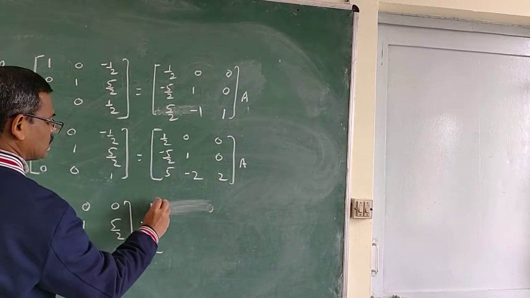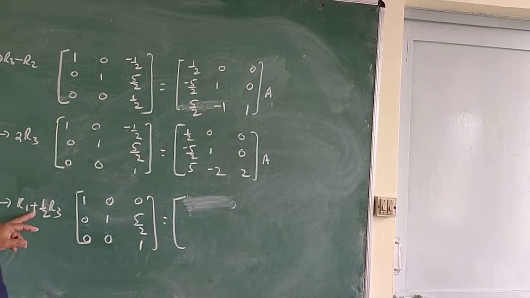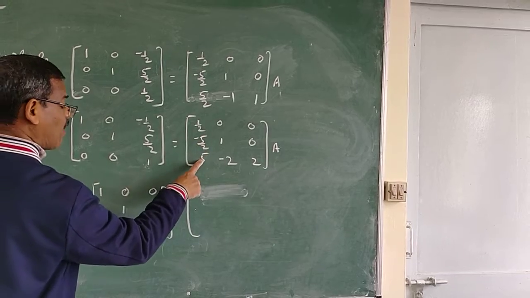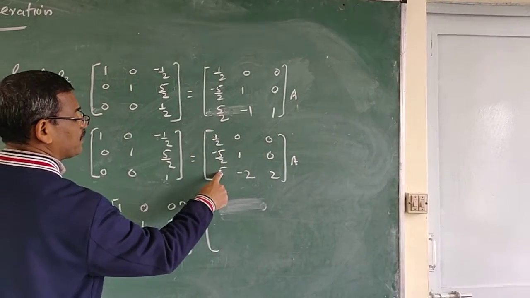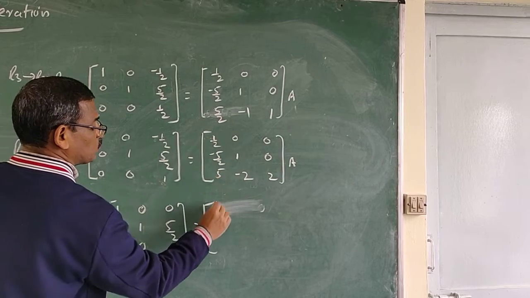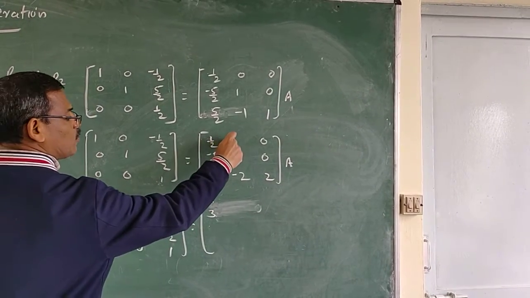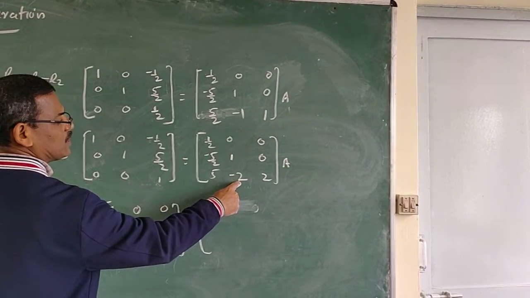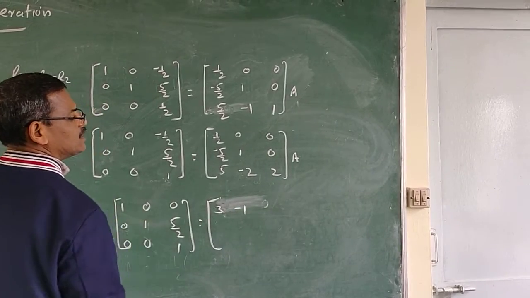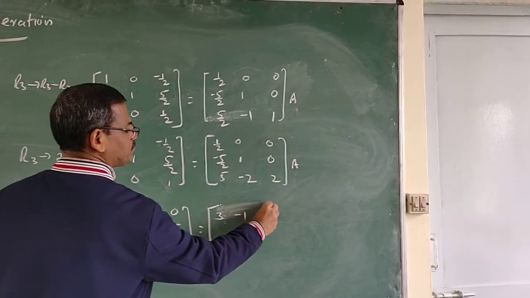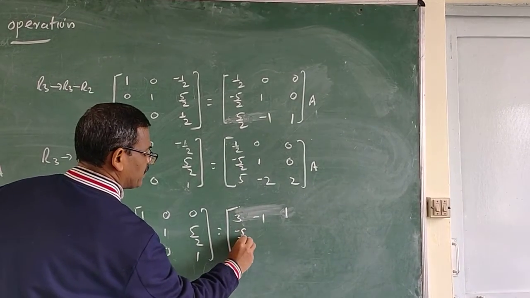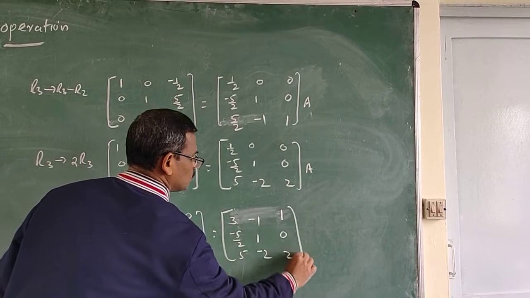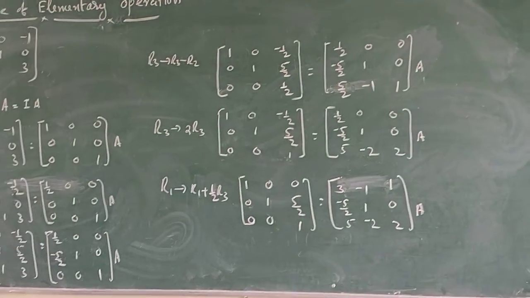Sorry, I have to apply here this also, no? So what is the R1 as R1 plus half R3. So half plus half R3, half plus 5 by 2. So 1 by 2 plus 5 by 2, 6 by 2, this comes 3. 0 plus minus 1 will come, because half is there, half of this one. 0 minus 1, that is, then 0 plus 1. Then minus 5 by 2, 1, 0, 5, minus 2, 2.